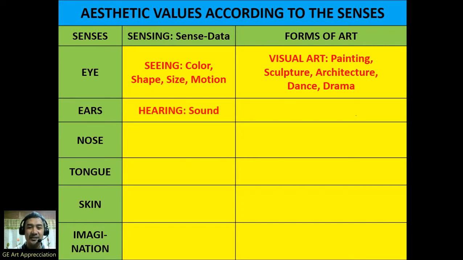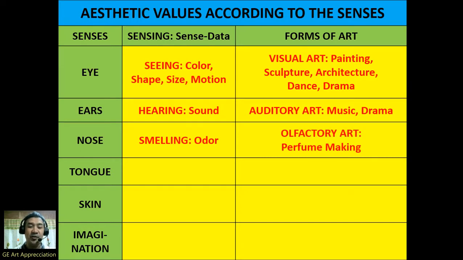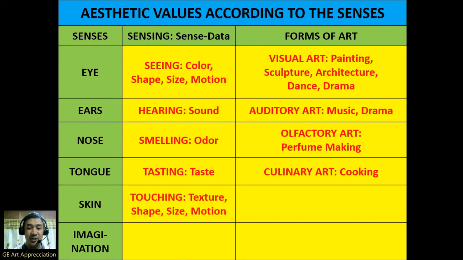For the ears, of course, the sound. So auditory art, ano yung mga arts na yon? Music, or it could be drama. For the nose, you have the odor. So olfactory art naman yung tawag doon. Could be perfume making. For the tongue, could be the taste. So what is the form of art? It should be culinary art. So there is cooking.